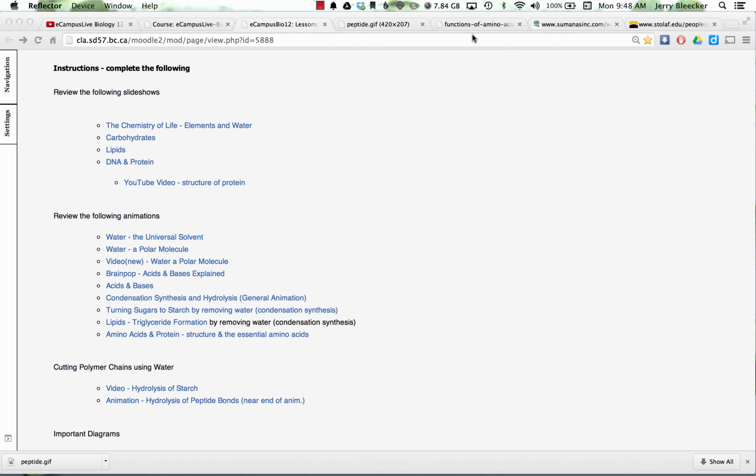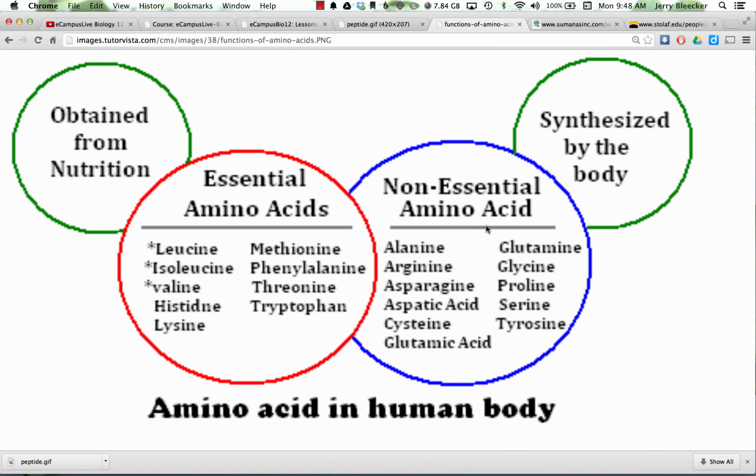Okay. Here's a nice little table. So, obtained from nutrition, we can see it's highlighted in red here. Those are the essential ones, the ones that we have to get basically from our diet. And then there are the non-essential amino acids that can be synthesized by the body.